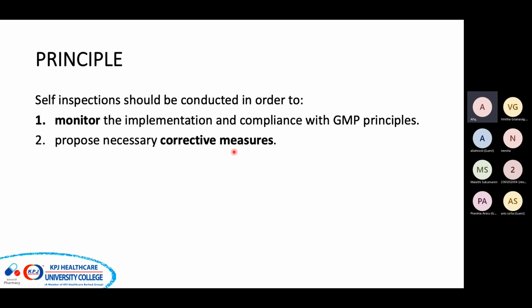That means before an external auditor, for example the contract giver for an outsourced activity, wants to come and audit the process for the contract accepted. So before the contract giver personnel come and do the audit, the contract acceptor might do a self-inspection, which we can also call an internal audit, just to monitor the implementation and the compliance with GMP principles, and also to see if there are necessary corrective measures needed.